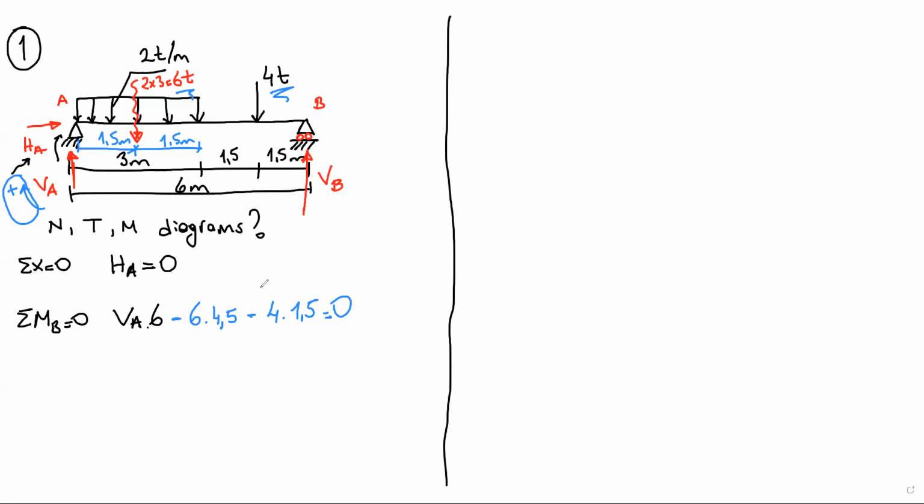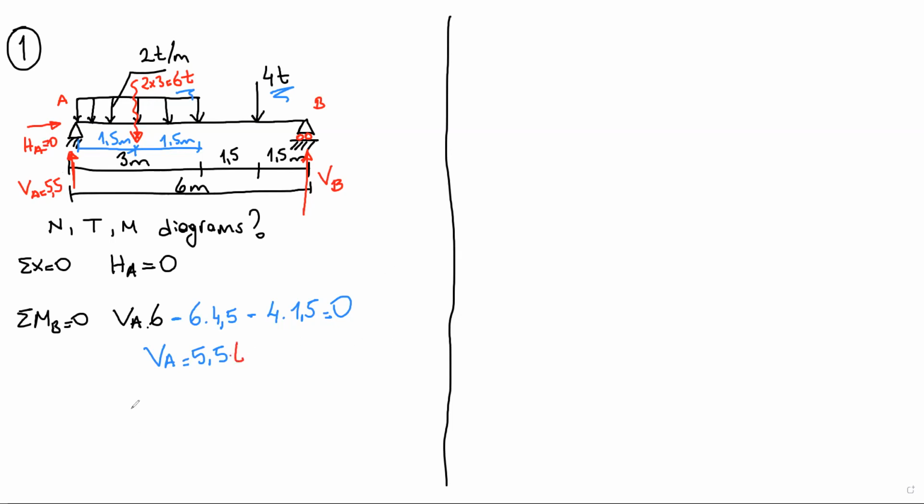Yes, VA here, 5.5. So let me clear this part. And we write the load here. VA 5.5. HA equals 0. I'd like to put each load on the sketch.